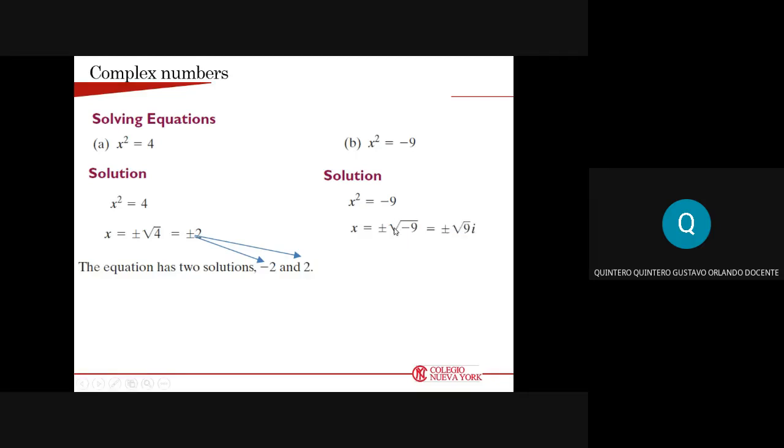We know that the square root of a negative number is the square root of the same number, positive, and then an i. This i is the square root of negative 1. So we can take the negative out of the root, and by doing this, now we can find the root of 9. The root of 9 is 3. So we have positive and negative 3i. The equation has two solutions, positive and negative 3i.